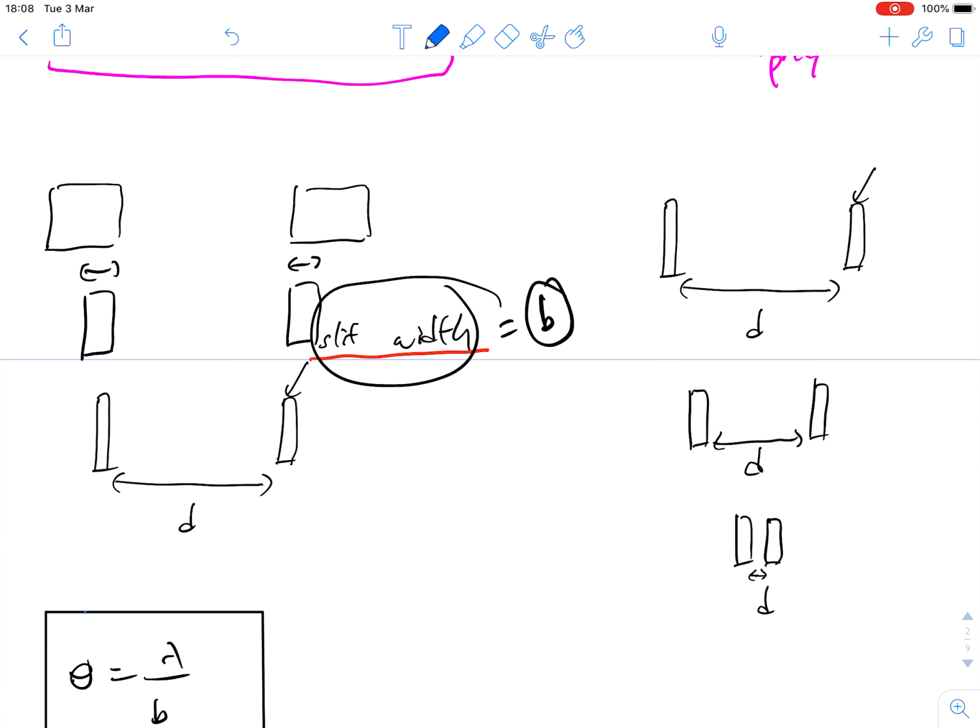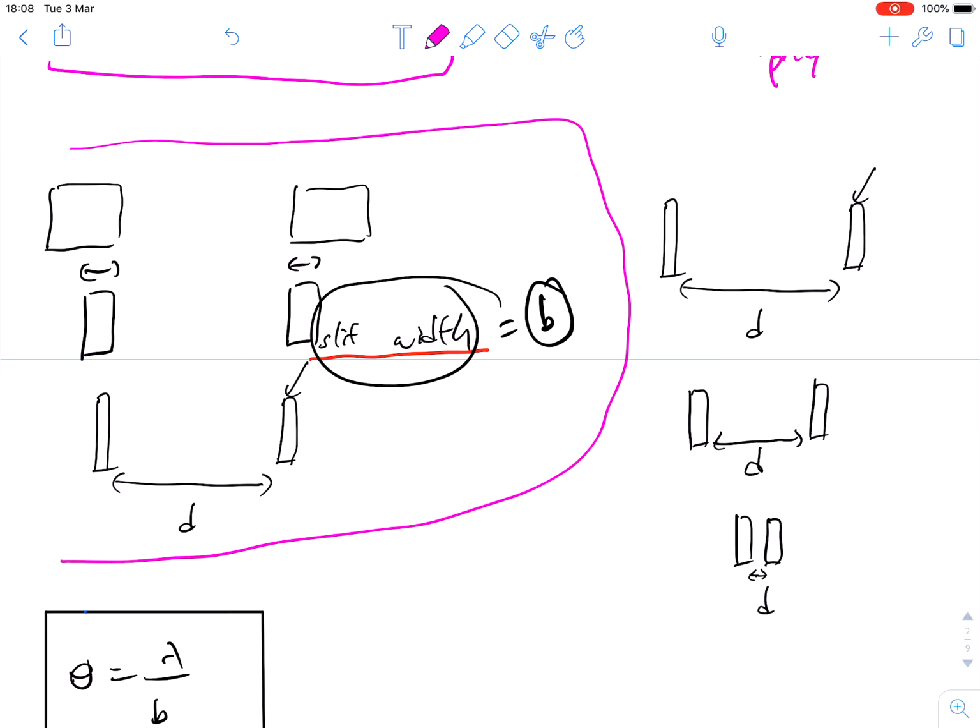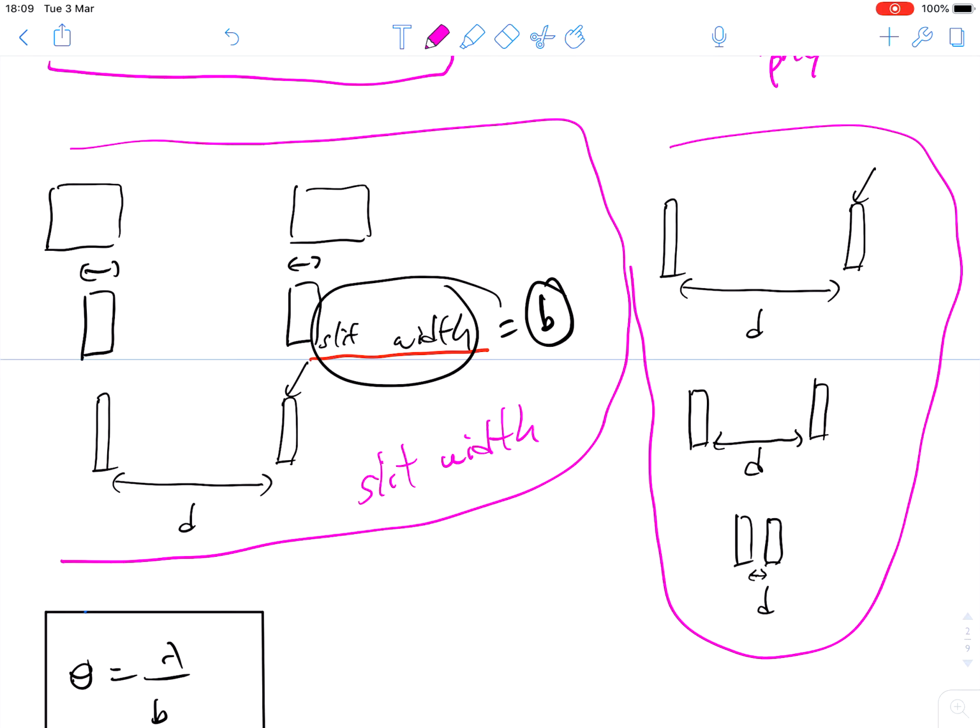First off, the slit width can be for the single slit and for the double slit. Here we can see both slits being adjusted in terms of size. Sorry, that's over here on the left-hand side. So this is the slit width. The other one is the separation. The separation is for the double slit, and this is for the single slit.